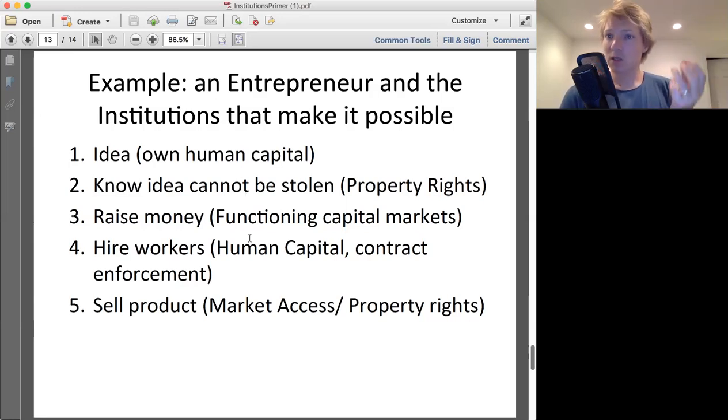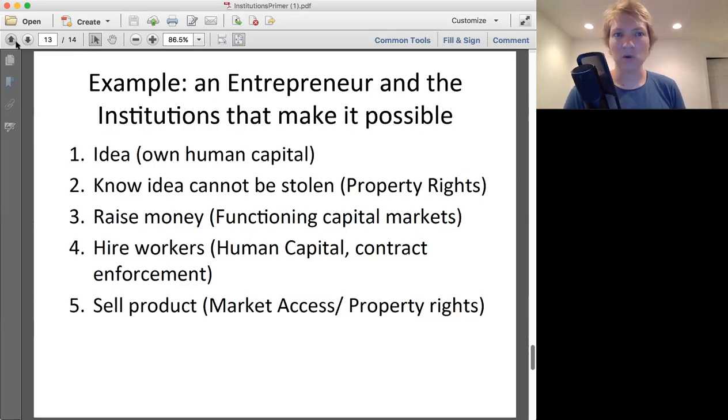You need to raise money. So you need some sort of functioning capital markets, like ways to get money. You need to hire workers. So you need a population that has high human capital, you need skilled workers, and you need that contract enforcement to make sure these kinds of deals will be honored. And then finally, you need that access to the market that we talked about in the market section. You need to be able to enter the market freely.